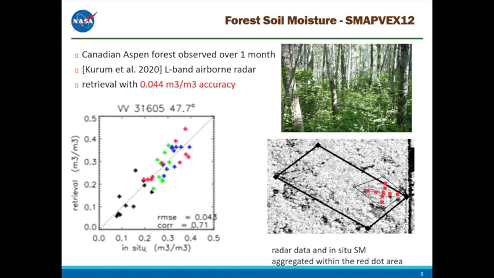It's because this happened over a 1 month period, so the vegetation didn't really change. But soil moisture, as you can see, changed from near dry to completely saturated. So L-band is able to see through the forest to a large extent, and the vegetation doesn't really change much. It looks like we are able to map the soil moisture in this rather dense aspen forest.